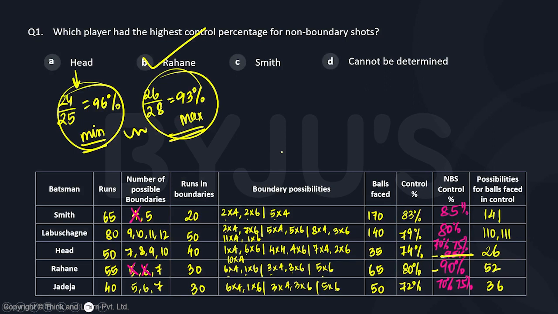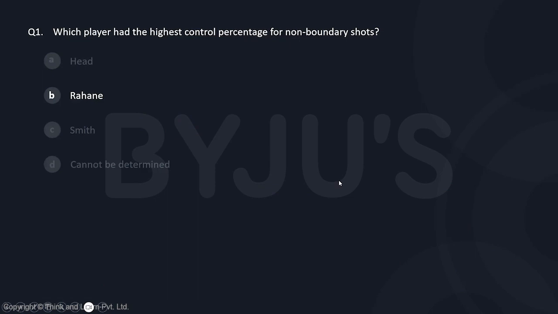In order to understand 24 upon 25 and 26 upon 28, you will have to look into the previous range of control percentages that we have seen. So the answer is going to be option B, Rahane.